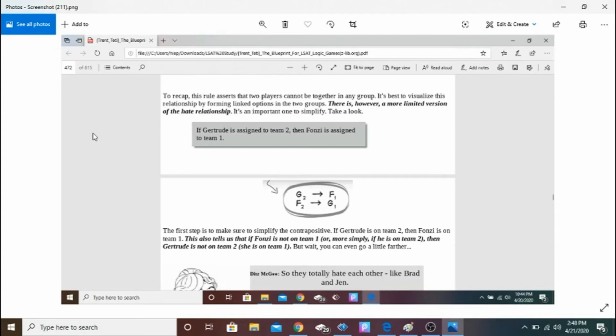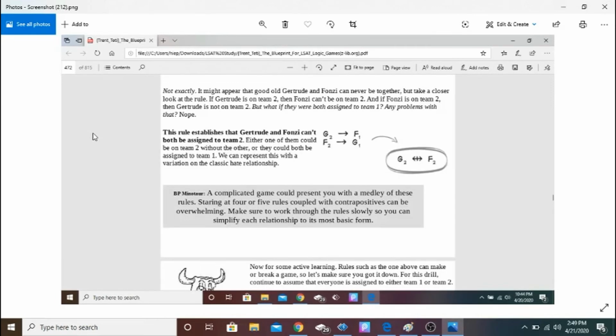The final thing I would want to address is there's actually a limited version of the hate relationship. So in the example, if G is assigned to Team 2, then F is assigned to Team 1. So you would simply form the conditional relationship. Okay, G2 means F will be on Team 1, and if F is on Team 2, then G is on Team 1. Rather than keeping that ugly conditional relationship, you can actually convert it into something much simpler. When you form the conditional relationship and the contrapositive, you see that the sufficient condition in both is the same team. Being on this team means the other one will be on a different team.